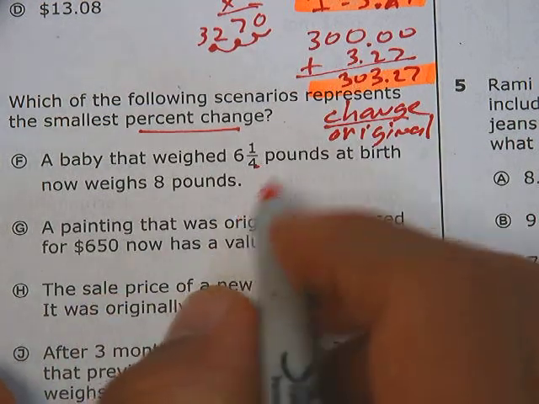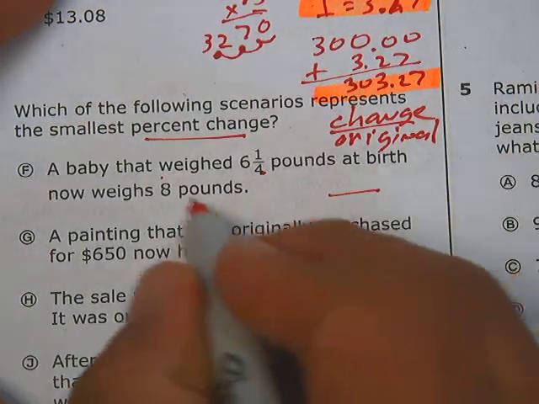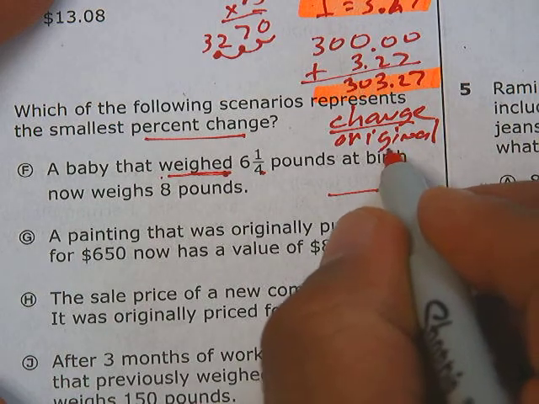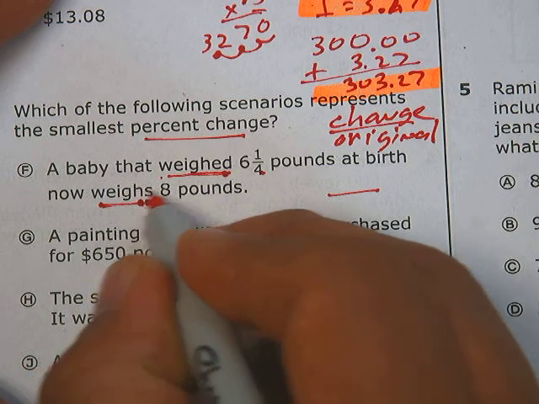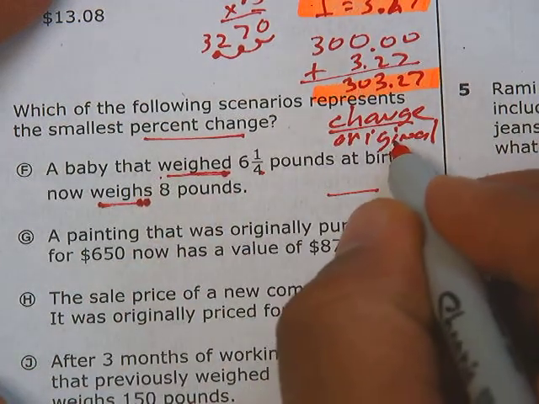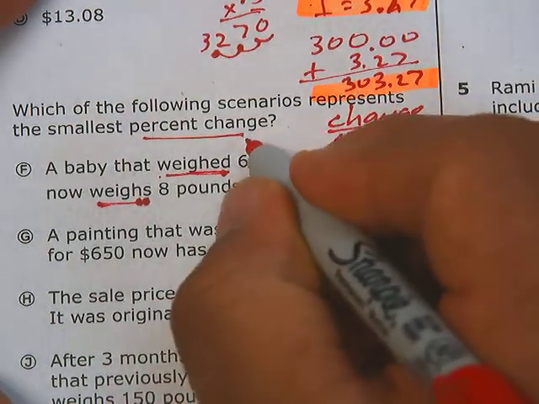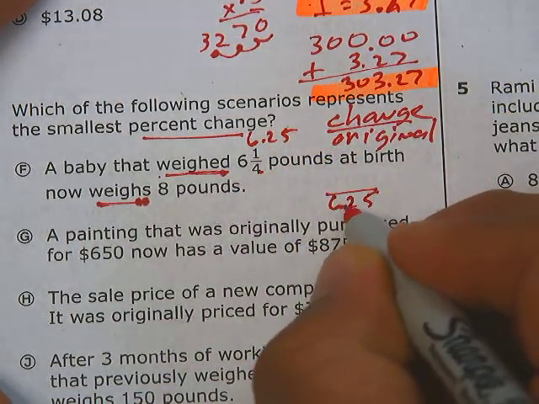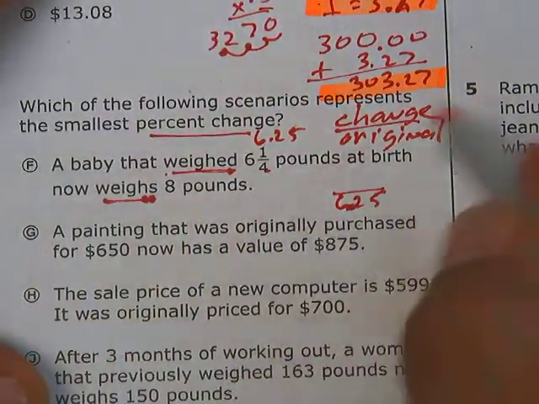A baby that weighed 6 1/4 pounds at birth now weighs 8 pounds. This can tell you what the change and the original are. Well, if it says weighed, that means past tense. That has to be the original because it now weighs this. This had to happen before this, so past tense is original. The original is 6 1/4, but we have to convert this to a decimal, 6.25. So I'll put 6.25 at the bottom.